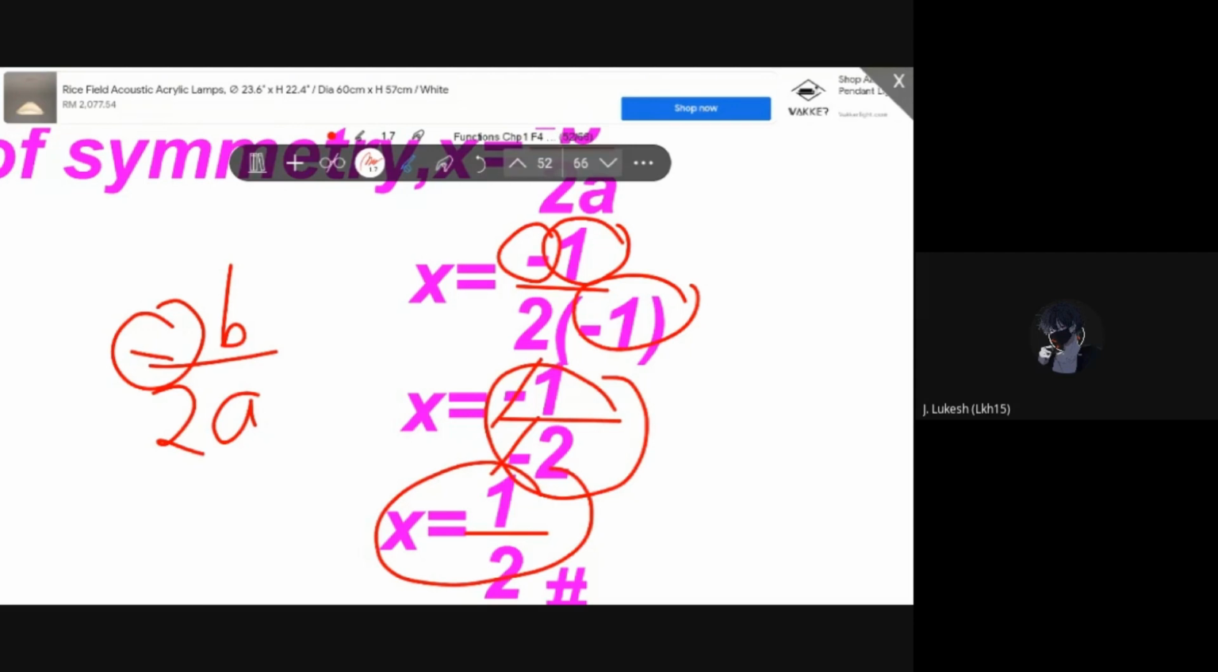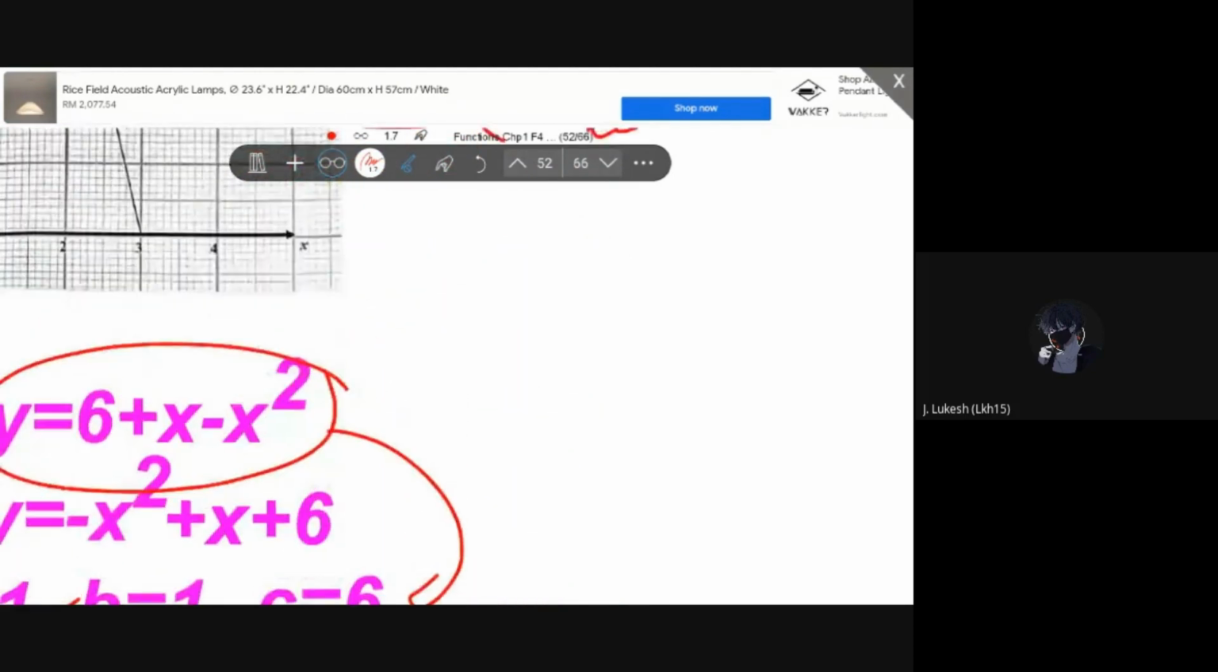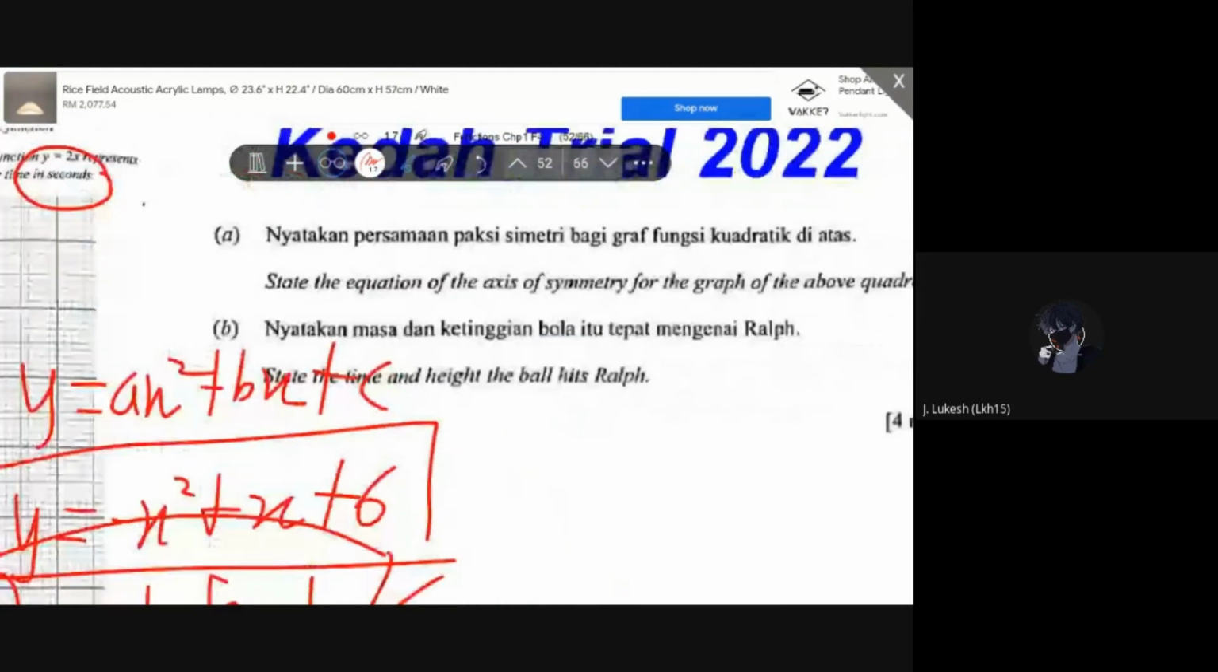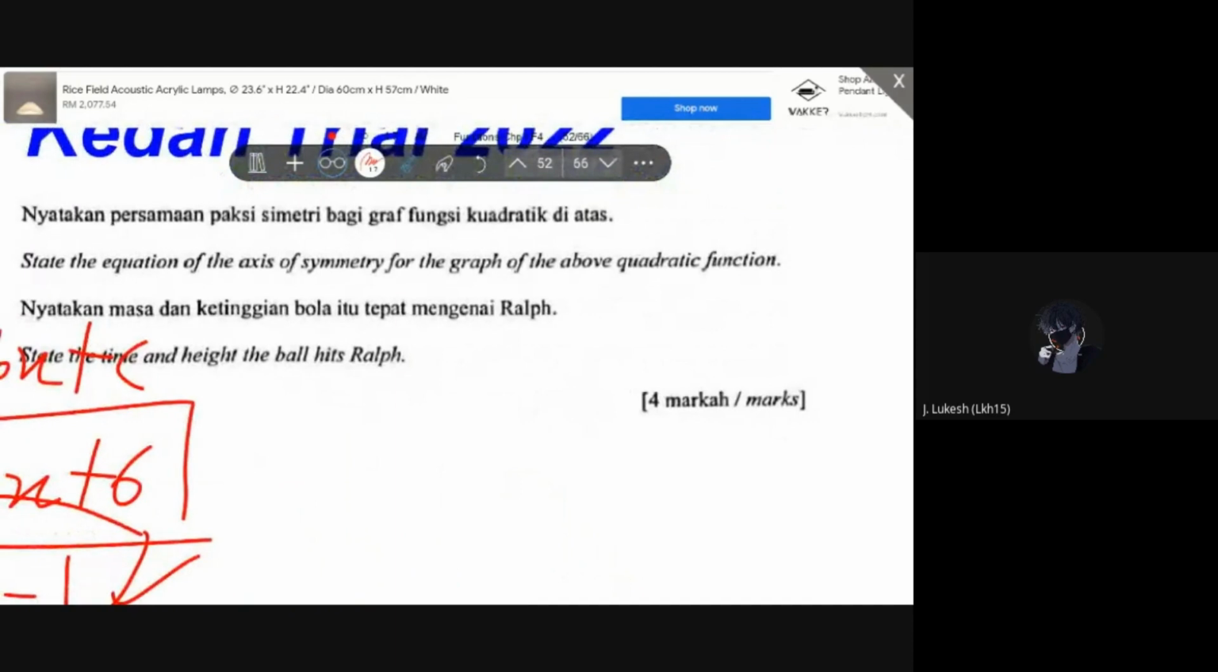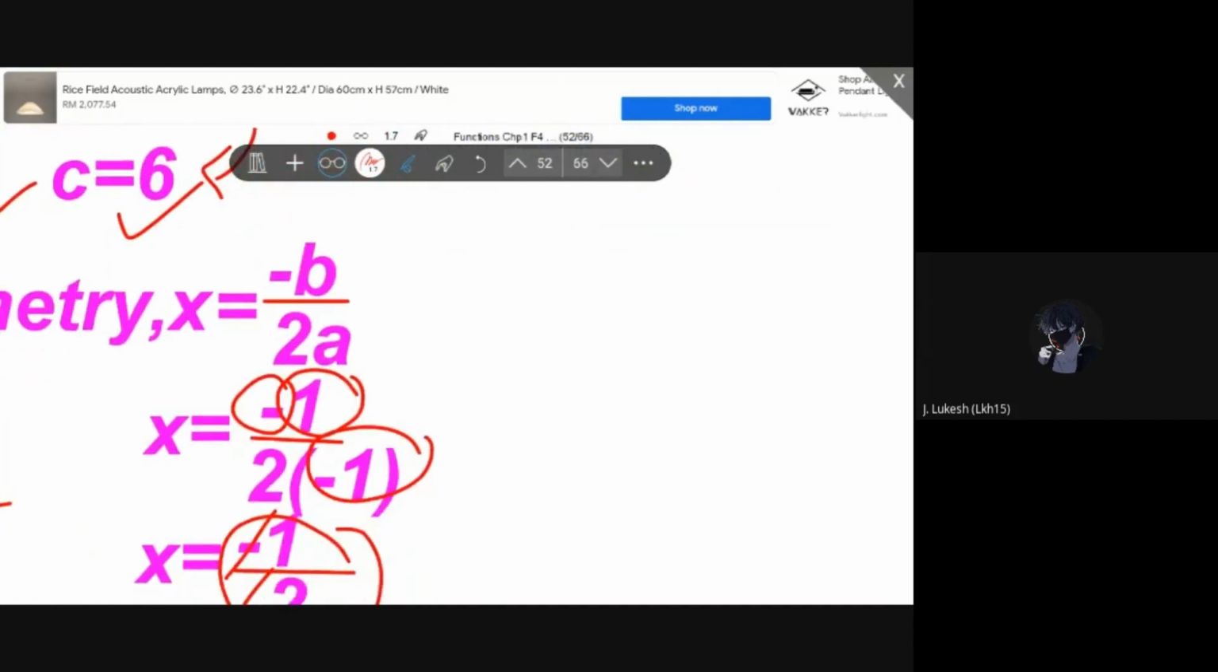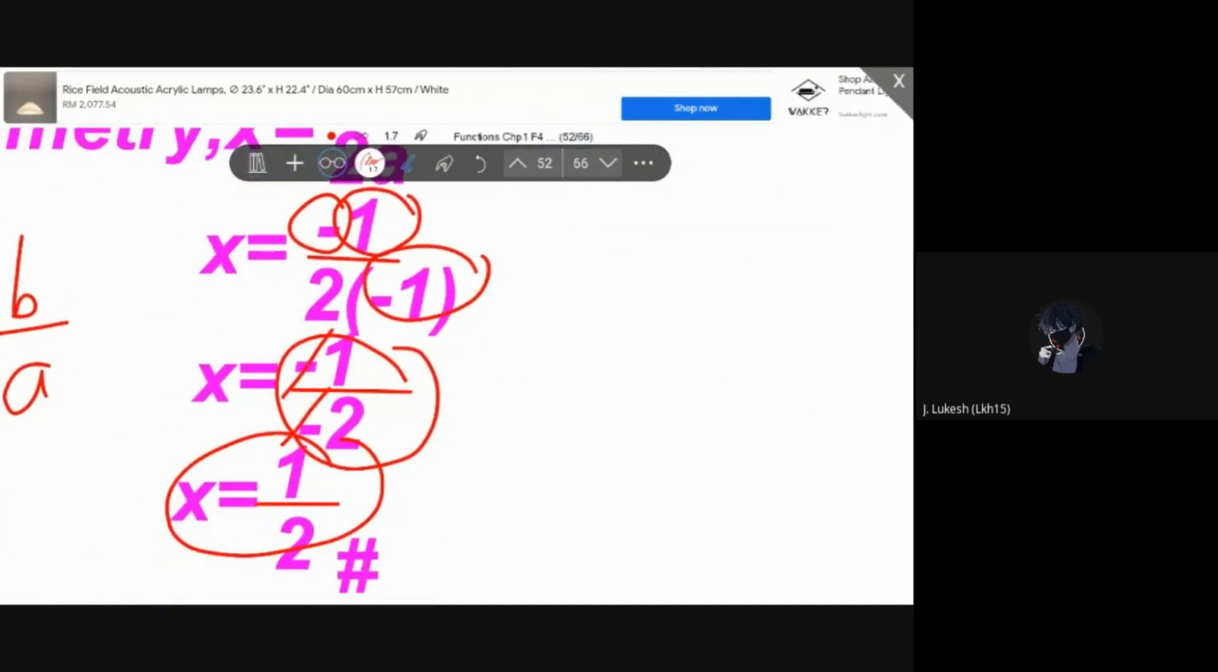Okay, good. So sekarang I want to show to everyone here. Macam mana kamu nak score untuk soalan ini? How can you score for this type of question, okay? So, this question ada 2 marks tau. Dia tak tulis kat sini, tapi ini 2 markah. This is 2 marks also. So, how do you score these 2 marks? Macam mana kamu nak score dalam exam?